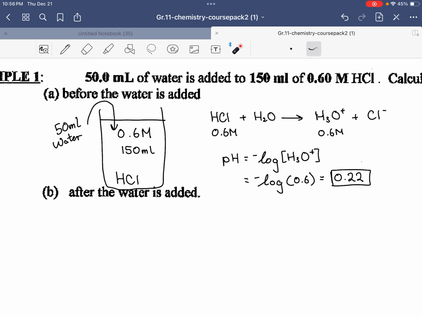All right, let's check it out. Let's see if that is right. So let's solve this. Since you are adding water, you are diluting. So the first thing you should think of is the dilution equation. The original concentration is 0.6 moles per liter. Original volume is 0.15 liter. Yes, I converted milliliters to liter.